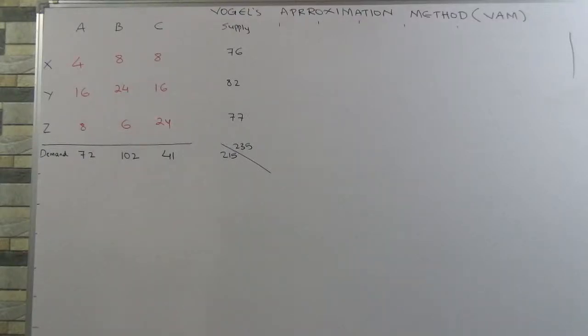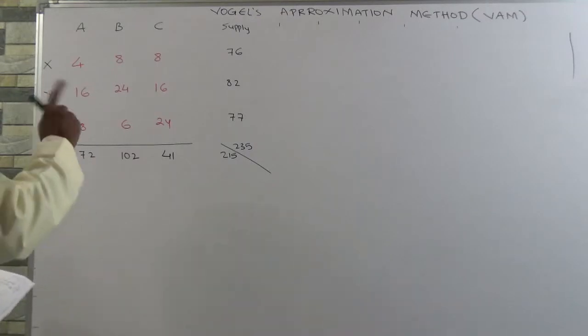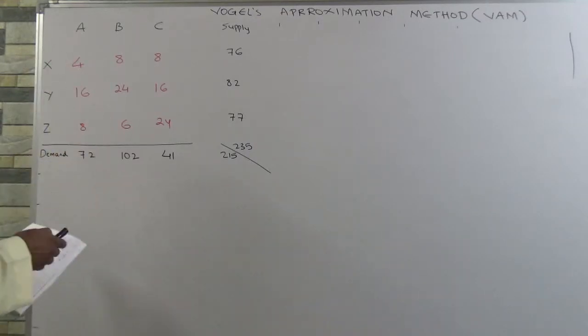Welcome guys. Today we will solve a sum on Vogel approximation method. It gives you the best transportation cost among all the three methods. That is northwest corner, matrix minima, and Vogel approximation method. Vogel's method gives you the best transportation cost.